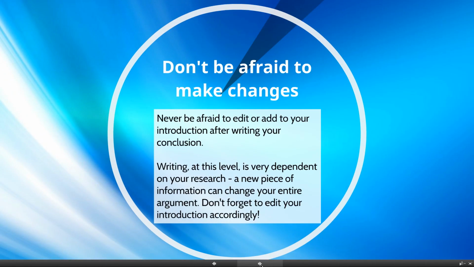And don't be afraid to make changes. If you have written your introduction early, do feel free to go and edit it. You'll find when you're writing your PIC essays that you will find different parts of information as you go along within the essay writing process. And you might find right at the very end of the essay writing process, you find a new piece of information which changes your argument. That's absolutely fine. Just change your argument, but don't forget to edit your introduction accordingly if you've already written it.